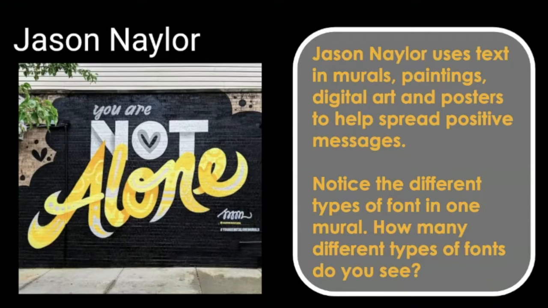And then the UR is kind of in a casual handwriting font. Then Not is boldly in a graphic and block letter. Then you have Alone, which is also bold, but it's bold for a different reason. It's full of colors and patterns, and it looks kind of like a flowy cursive writing. This font that the Alone is in is kind of what Jason Naylor is known for.